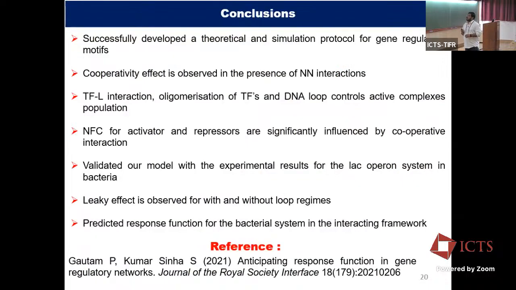That's why I'm here. So what are the conclusions? We have successfully developed a theoretical and simulation protocol for gene regulatory motifs. We found cooperative effects in nearest neighbor interaction, transcription factor ligand interaction, and oligomerization, and they control the expression that we have shown. Normalized fold change is also significantly influenced by cooperative interaction. We validated our model with the experimental results for the lac operon, and the leaky effect we also observed. We predicted the response function for the bacterial system in the interacting regime, and we have also done work with network motifs. All these findings reported here come from this paper.